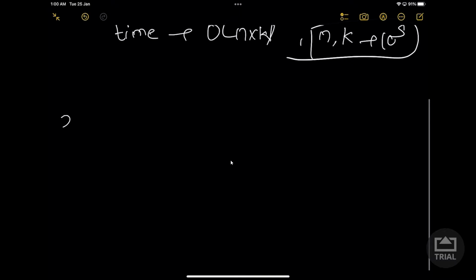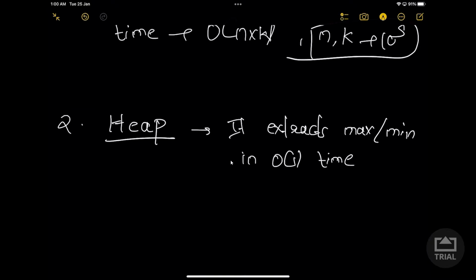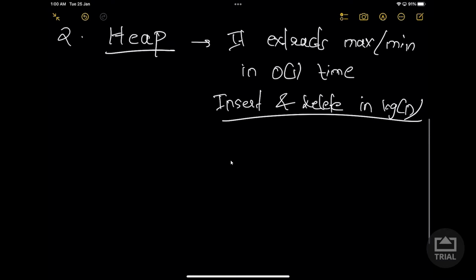In the efficient way in which we can solve this, we can use a data structure called heap. This is a data structure called heap which is represented in the form of tree. There are two types of heap, max and min. So it extracts max or min, whatever heap you are using, in O of one time. And operations like insert and delete take log n time. Okay.